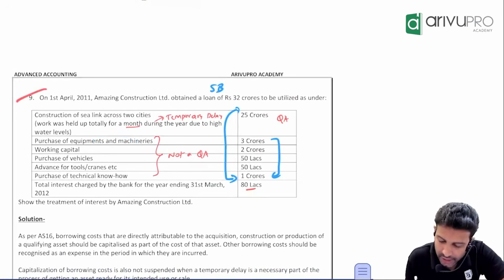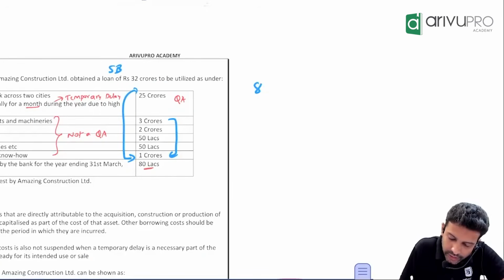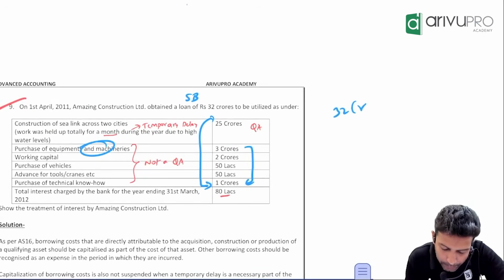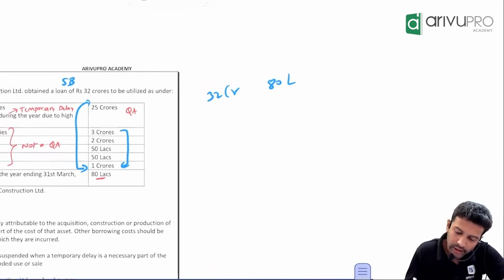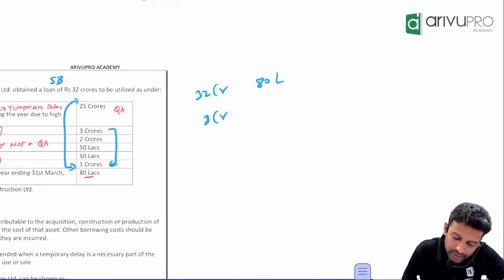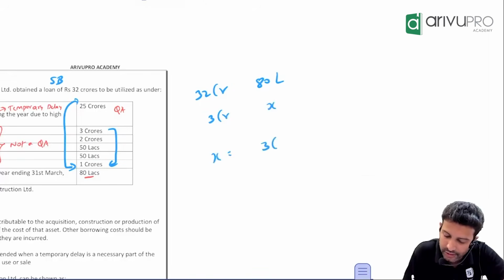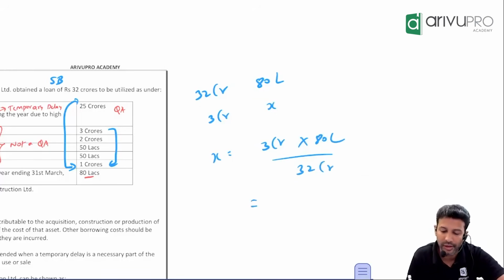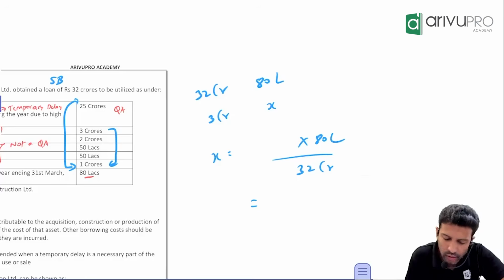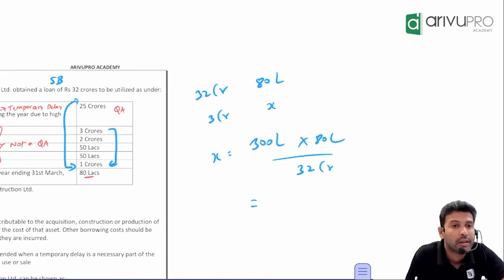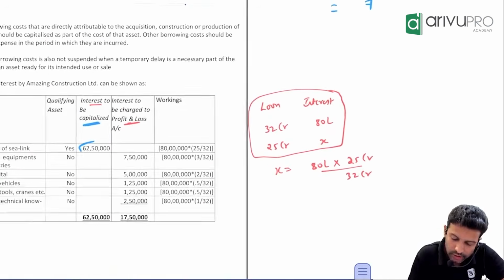Okay. Equipment and machinery. How much is the amount? 3 crore. 80 lakh for 32 crore loan amount. How much is the interest cost? 80 lakh. For equipment purpose, how much did you utilize? 3 crore. If 3 crore is the amount, how much is the interest cost? Proportionate this. So X will be 3 crore into 80 lakh divided by 32 crore. How much is this? Give me in lakhs only. Instead of 3 crore, can I write 300 lakhs? How much is that? 7.5 lakhs. That's all. One I have shown.